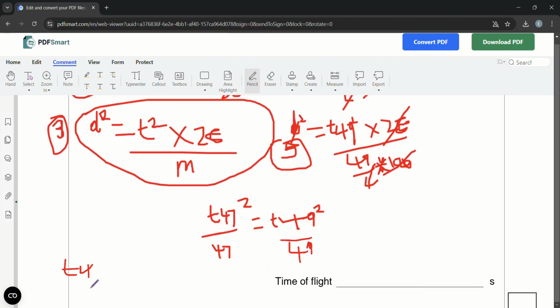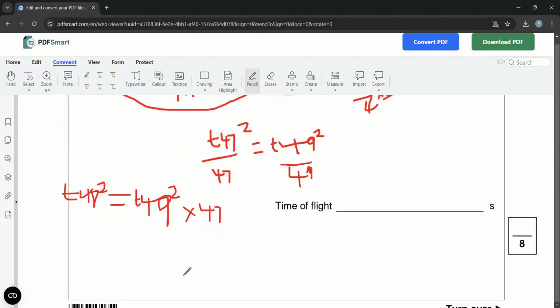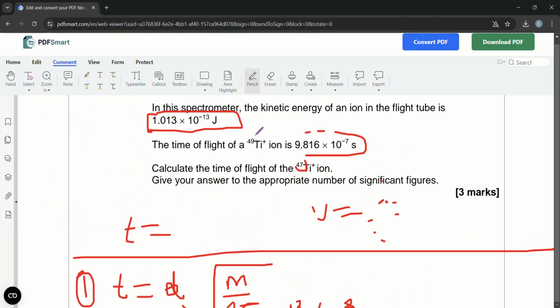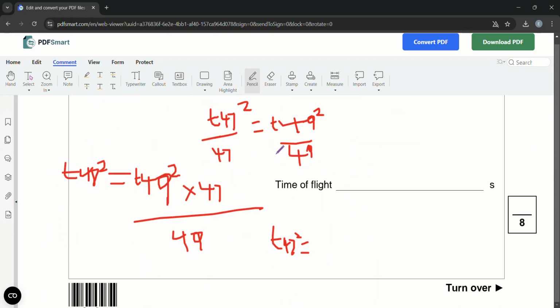Multiplying by 47, we get T47 squared equals T49 squared times 47 over 49. We know the time of 49 is 9.816 times 10 to the power minus 7, so T47 squared equals that, squared, times 47 divided by 49.